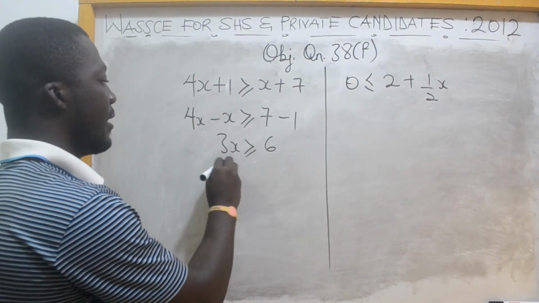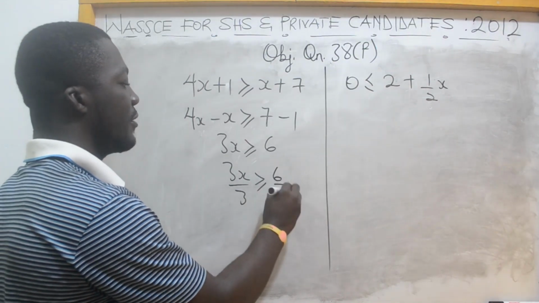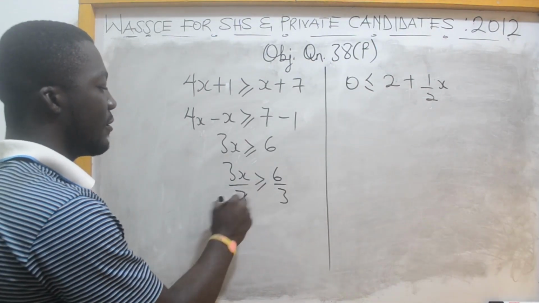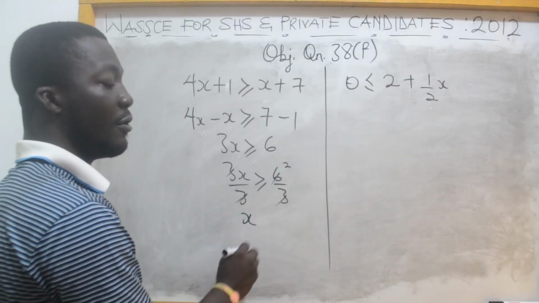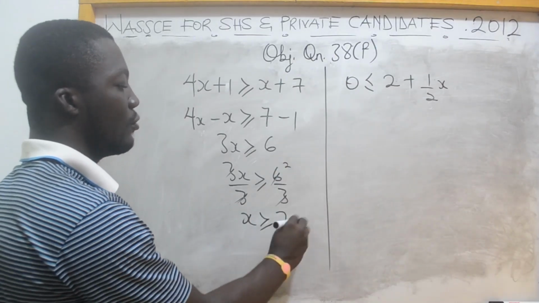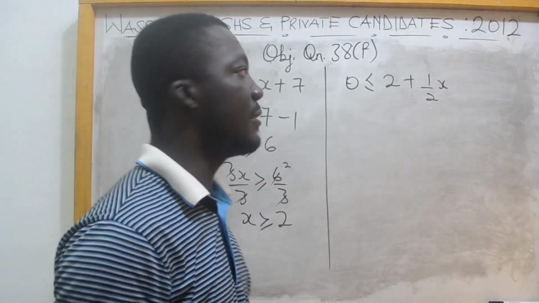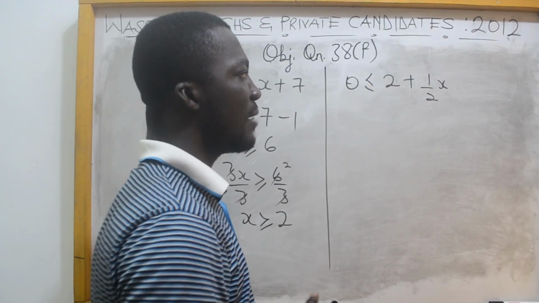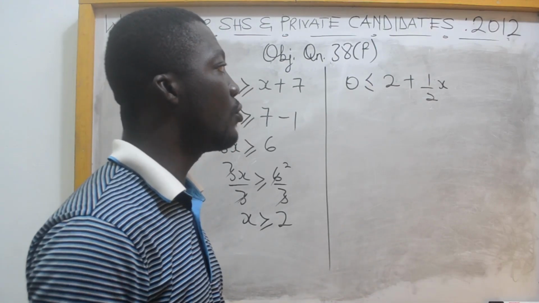So 4x minus x is 3x greater or equal to 7 minus 1 is 6. If we want to find x, we divide both sides by the coefficient of x, which is 3. 3 will cancel that. Then 3 into 6, 2. The value of x is greater or equal to 2. Now let's come to the other inequality. We can multiply through the terms by 2.